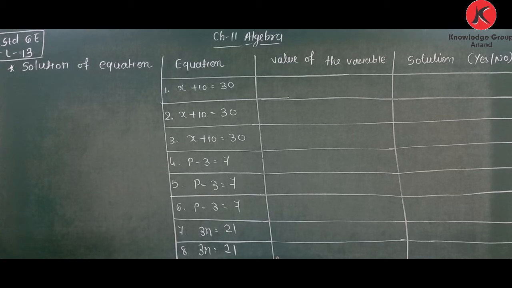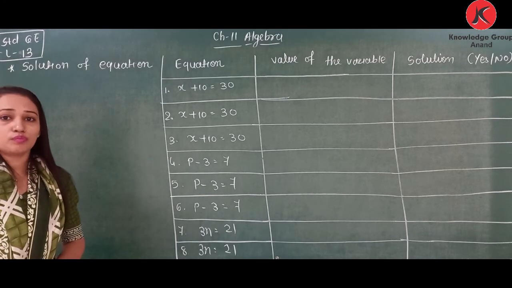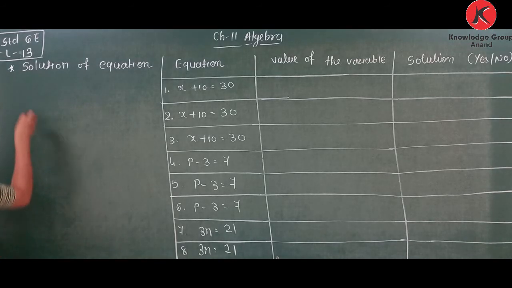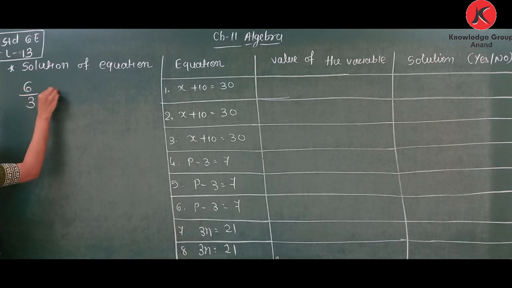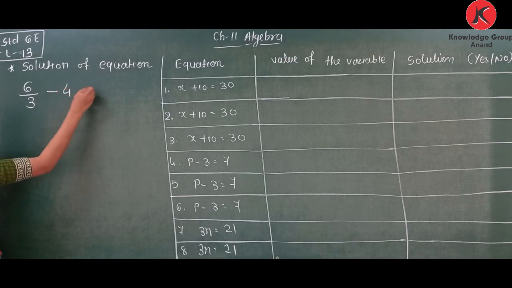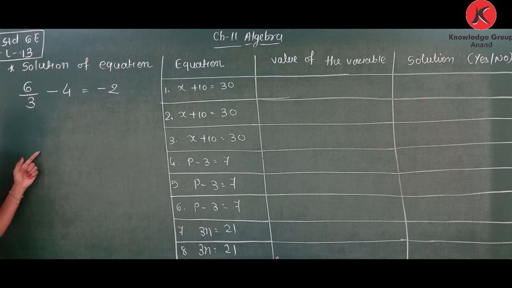Okay. Also, if some general statement is given, for example 6 by 3 minus 4 is equal to minus 2, is this an equation or not? You can consider this an equation, but it is not an algebraic equation. Why? Because there is no variable. It is a numerical equation, not an algebraic equation.